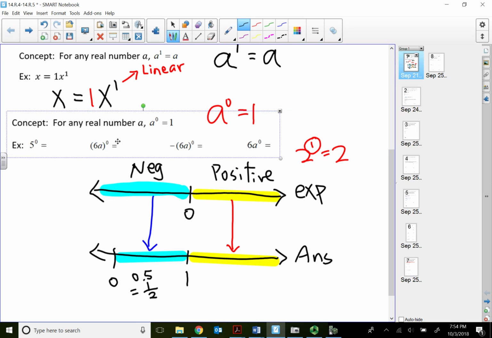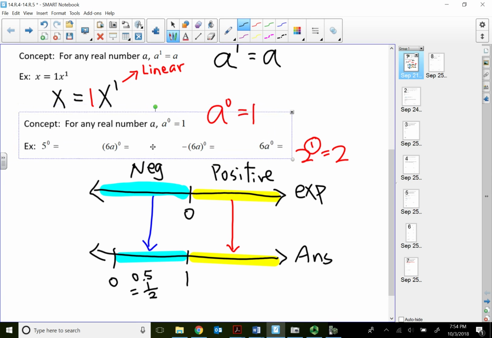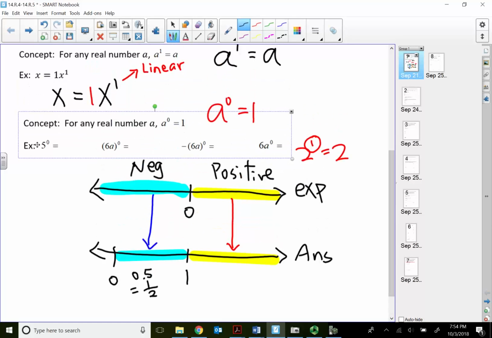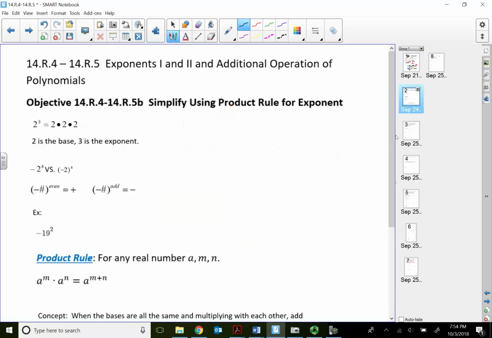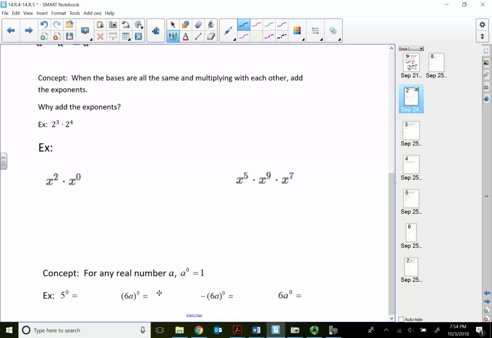I'm going to do some examples in the next video. In the next video, I'm going to introduce some exponent rules, the way we're supposed to look at exponents, and then I will do some of these examples. So let me go ahead and move over to the next slide.